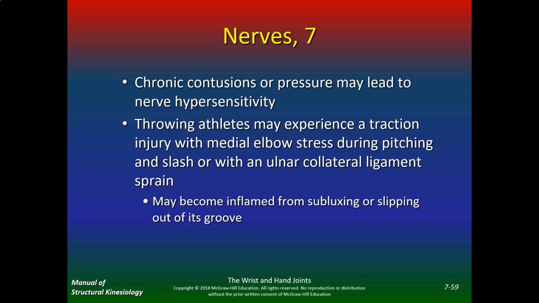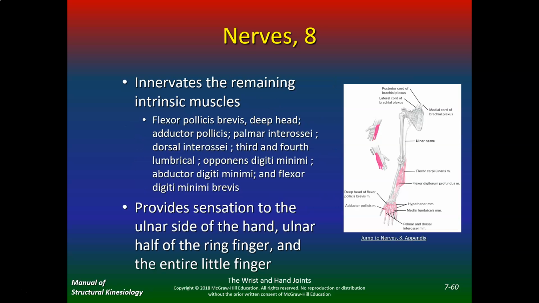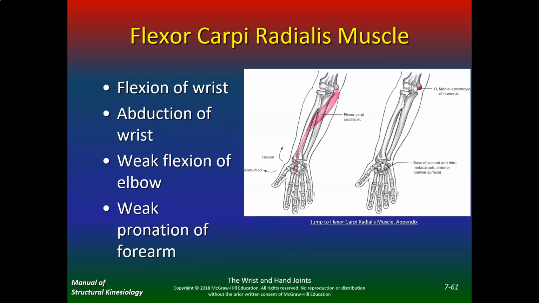Chronic contusions or pressures may lead to nerve hypersensitivity. So throwing athletes may experience a traction injury with medial elbow stress; during surgery, it may become inflamed from subluxing, or slipping out of its groove. It innervates the remaining intrinsic muscles: Flexor Pollicis Brevis, deep head, Adductor Pollicis, palmar and dorsal interossei, third and fourth lumbricals. It provides sensation to the ulnar side of the hand, the ulnar half of the ring finger, and the entire little finger. All right, so let's look at the Flexor Carpi Radialis muscle.